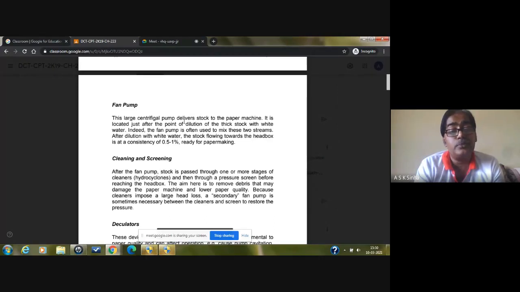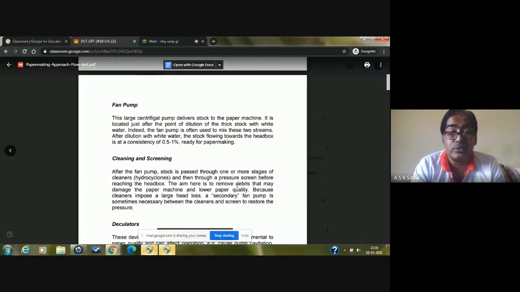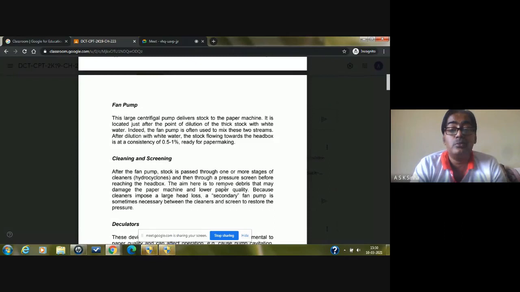Generally 95% will be water, and 5% are different solids. Among the solids, we have fibers, dirt particles, metal scrap, and some unwanted material. So basically, we have to separate the wanted material and unwanted material, right? The unwanted is called debris, that means waste material, reject material. The final aim is to remove the debris material, which may damage the paper machine and lower the paper quality. And because the cleaners impose a large head loss, a secondary fan pump is sometimes necessary between the cleaners and the screen to restore the pressure.